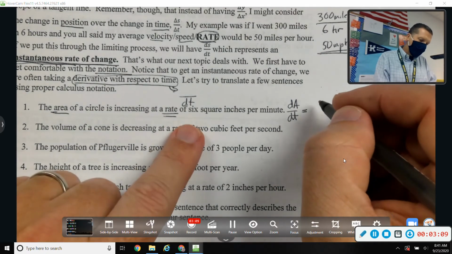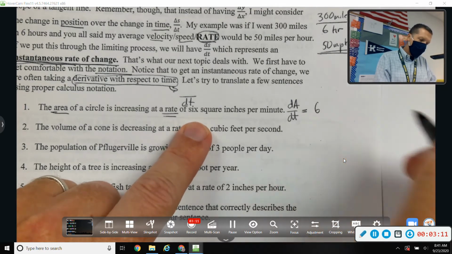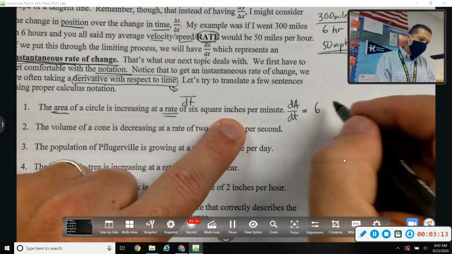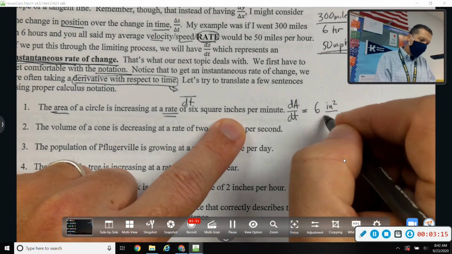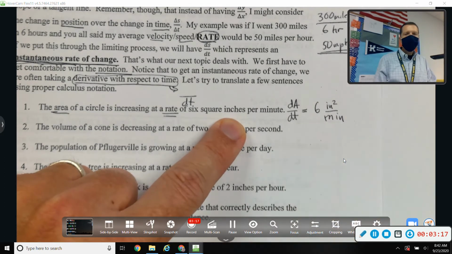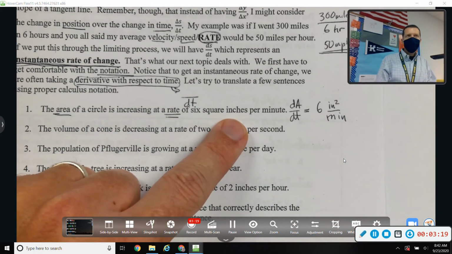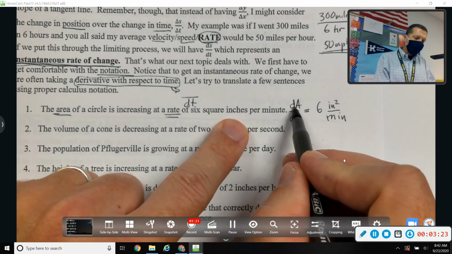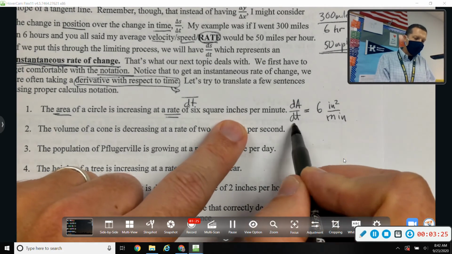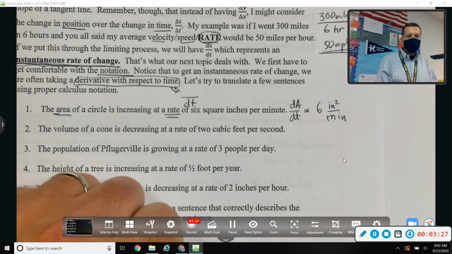And the rate is 6 square inches per minute. Inches squared per minute. So the units still line up here. A change in area would be inches squared. A change in time would be minutes.